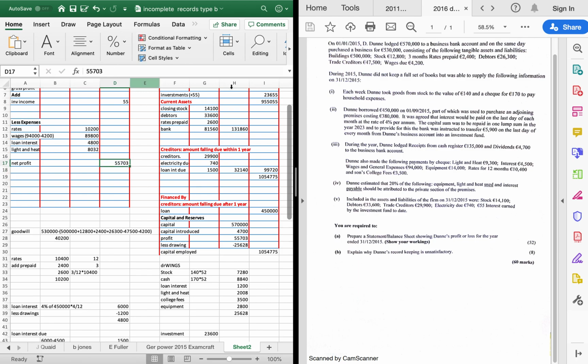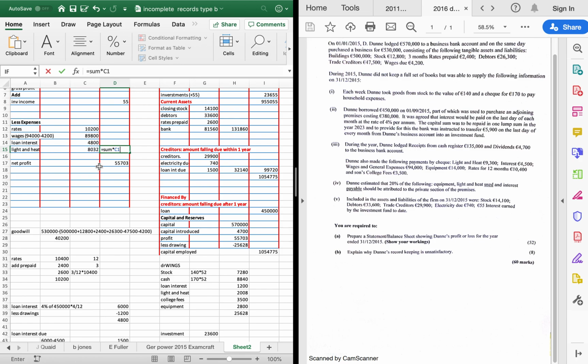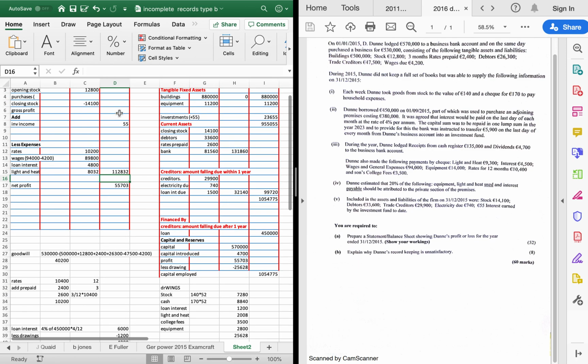We're going to work backwards. We only got 4 expenses, which doesn't look right. The light, heat, interest, wages, rates, our college fees doesn't go in, so it is right yet. No depreciations. So it's 5 to find our gross profit. We've got 55703.